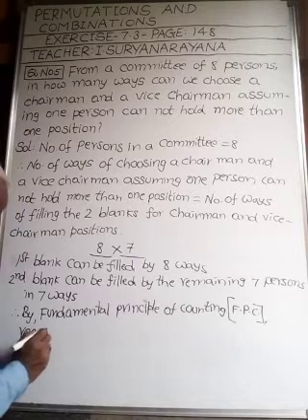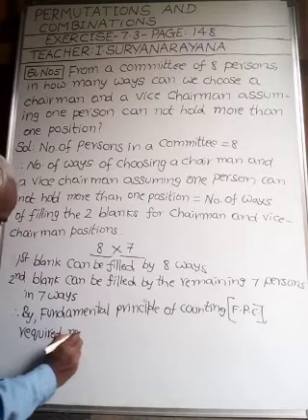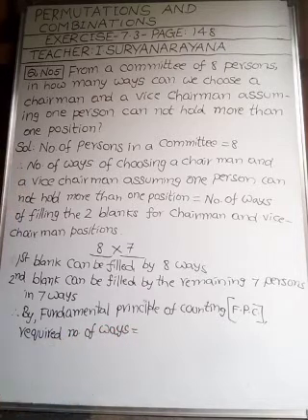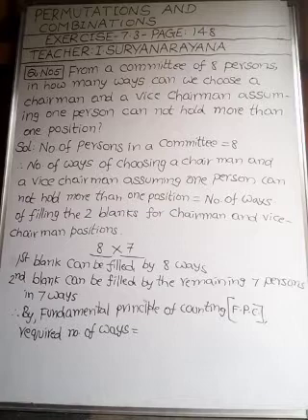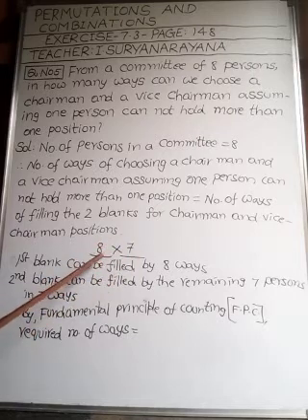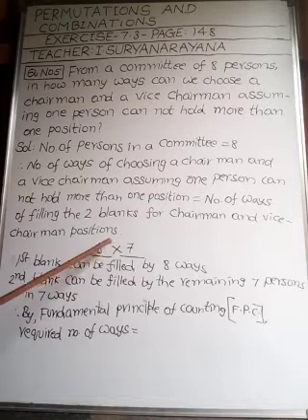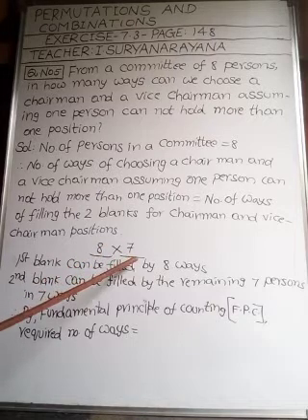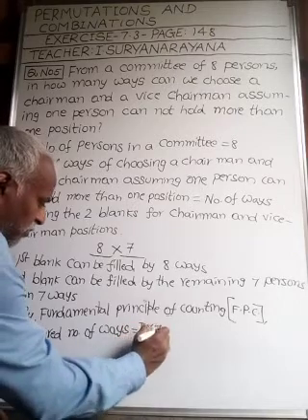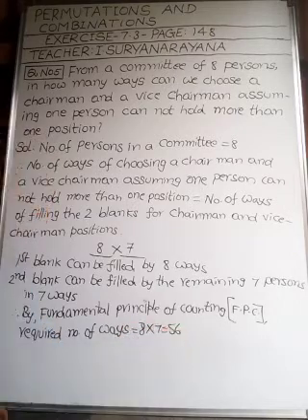By the fundamental principle of counting, the required number of ways is equal to, how can you find the number of ways? 8 into 7, because there are 2 operations, 2 events. We have performed the first event in 8 ways. After that, the second job is done in 7 ways. So 8 into 7. Understood this point, my children? That is 56 ways. Right.